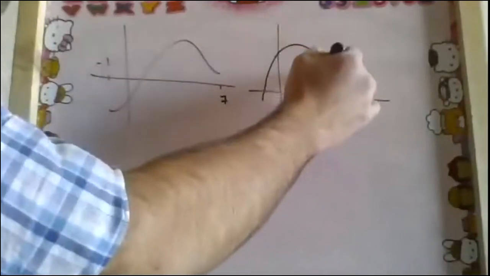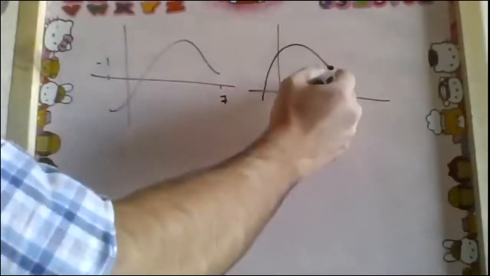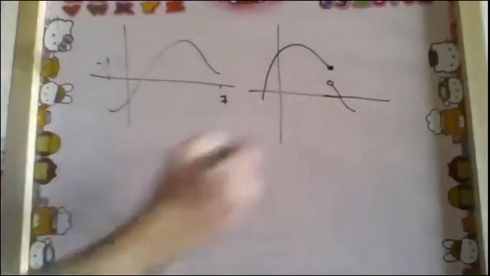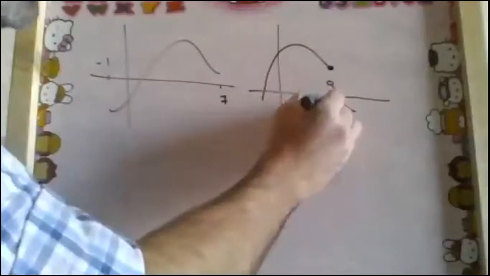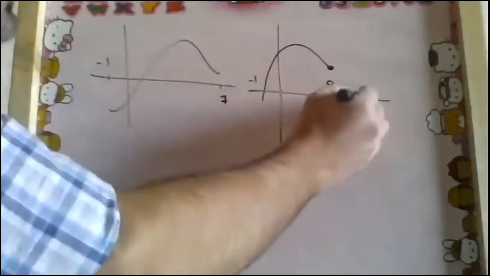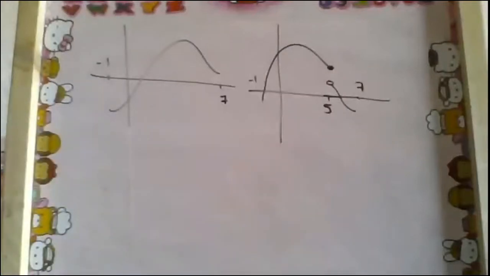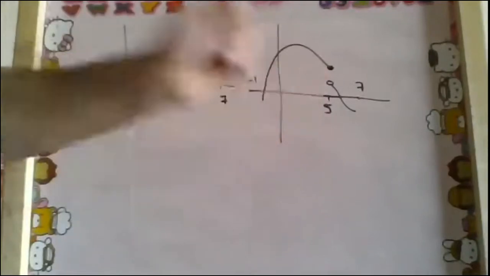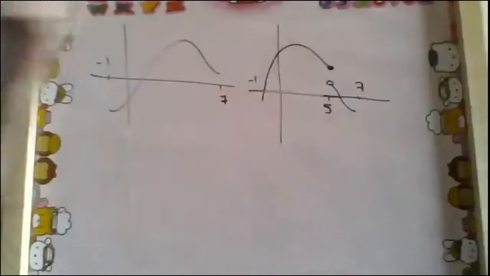let's say this number 5. Is it continuous? No. It is not continuous at what value of x? At 5. So here we have -1 and 7. At 5 it is cut. See, we have an interruption in the curve at x equal 5. So here the function is not continuous at x equal 5.